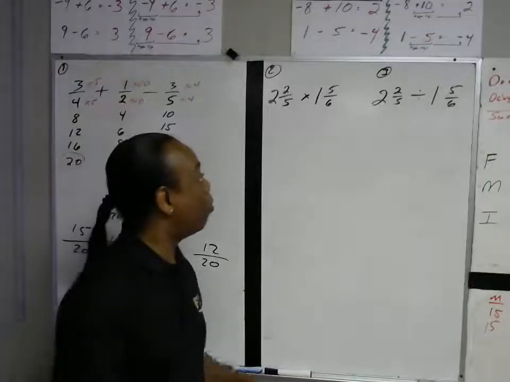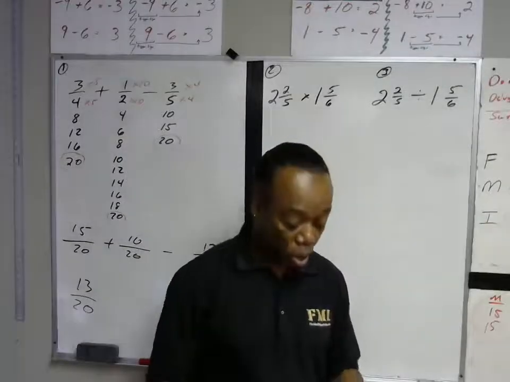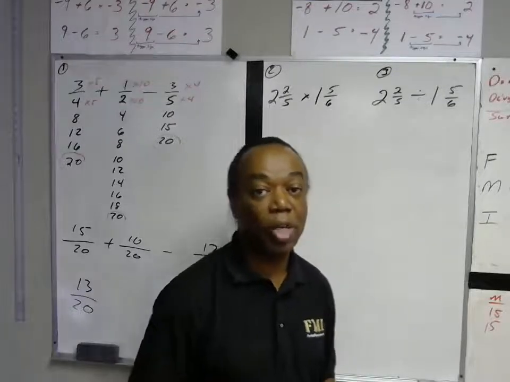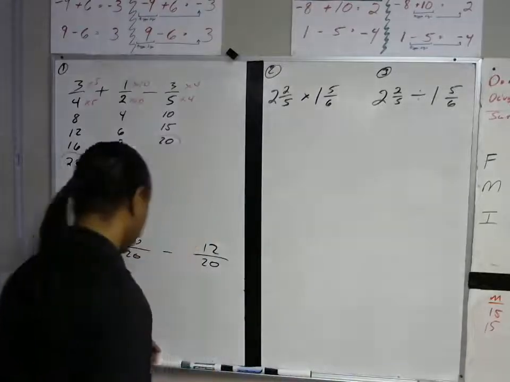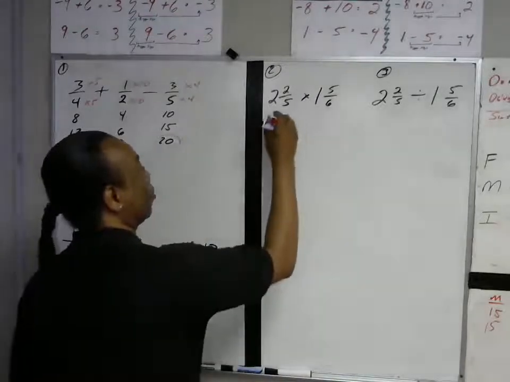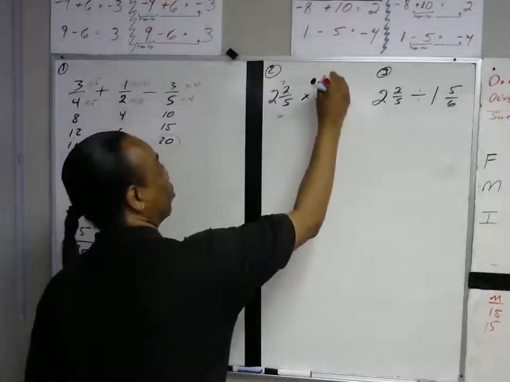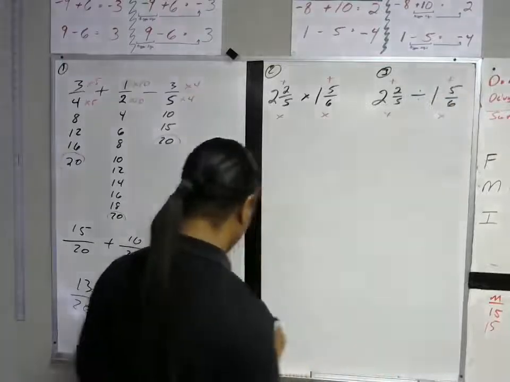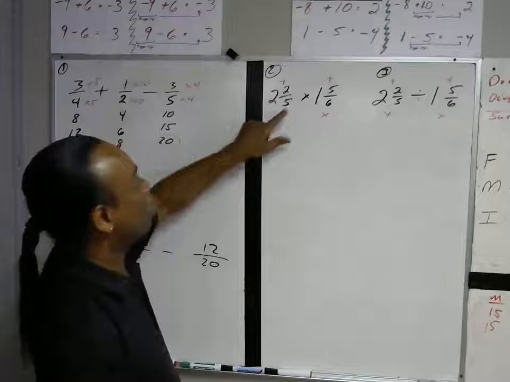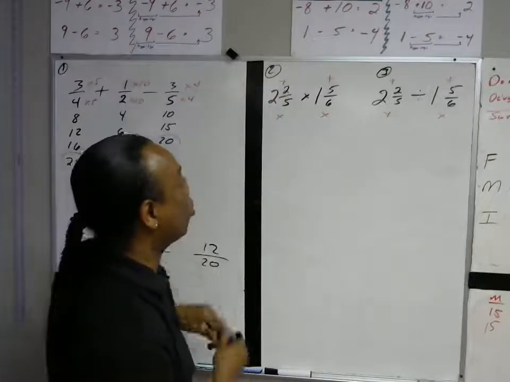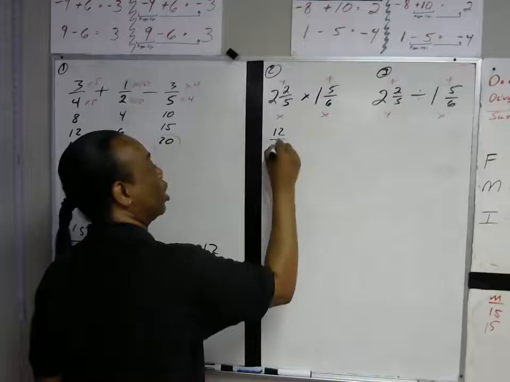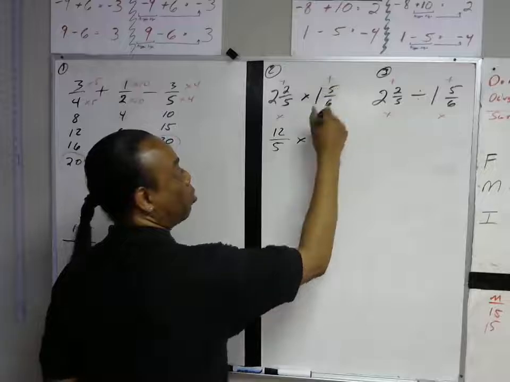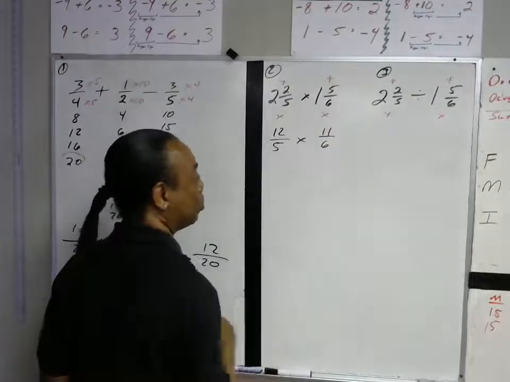Okay. Now, multiplying and dividing fractions. We're going to turn all these mixed fractions into improper fractions by using multiplication and adding. Okay, so 5 times 2 is 10, plus 2 more makes 12. That's over 5. 6 times 1 is 6, plus 5 more makes 11, all over 6.